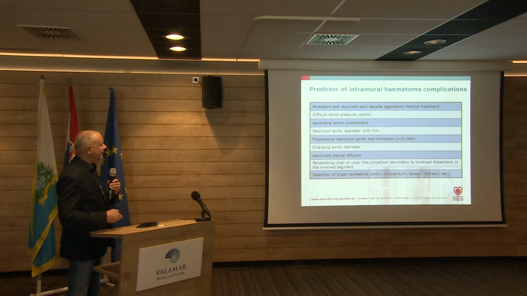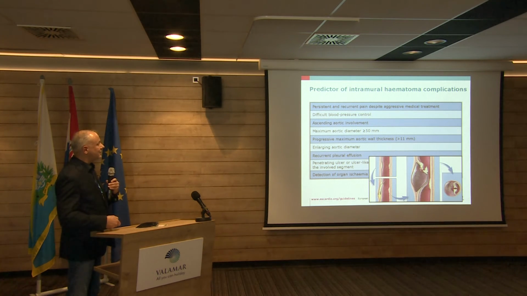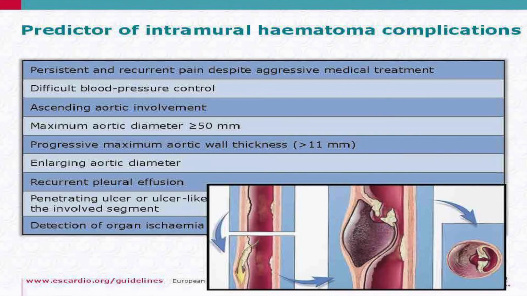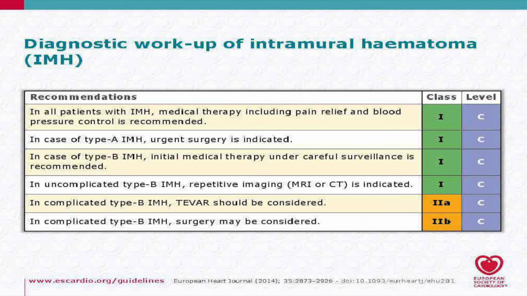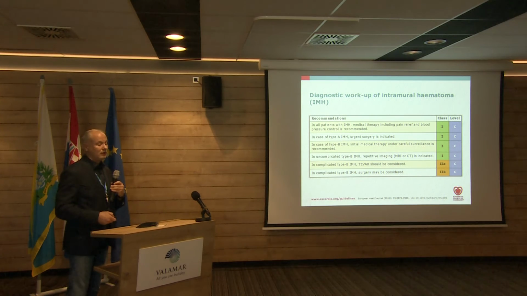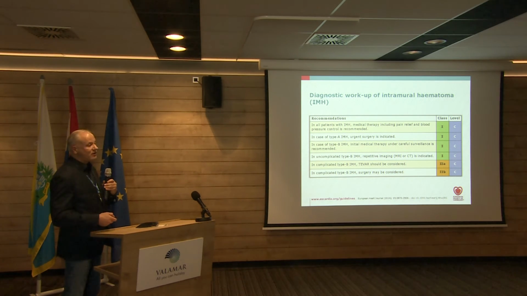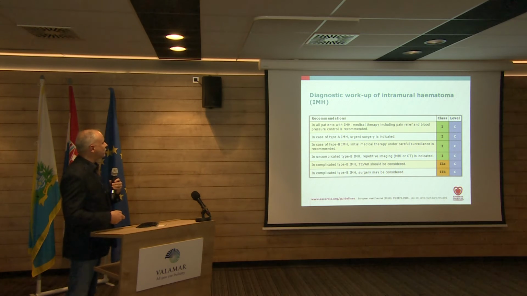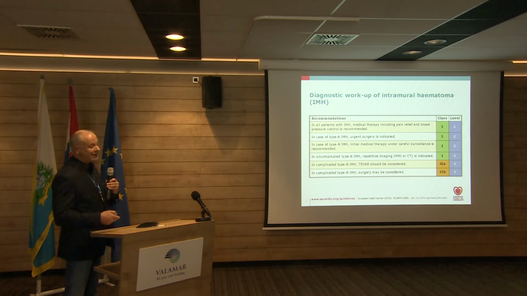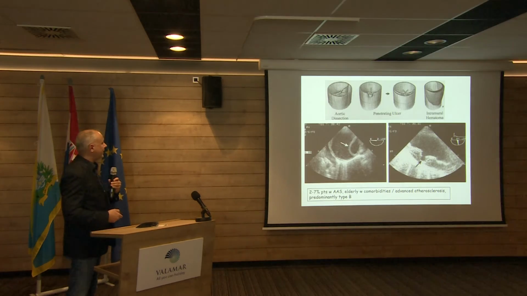We have to keep in mind that penetrating aortic ulcer in combination with intramural hematoma is a bad omen and is usually an indication for urgent TEVAR. So, in all patients with acute aortic syndrome, pain relief, antihypertensive therapy, and pulse control with beta blocker is the therapy of choice. Type A intramural hematoma needs urgent surgery, like type A dissection. In type B, it depends if it's complicated or not complicated.